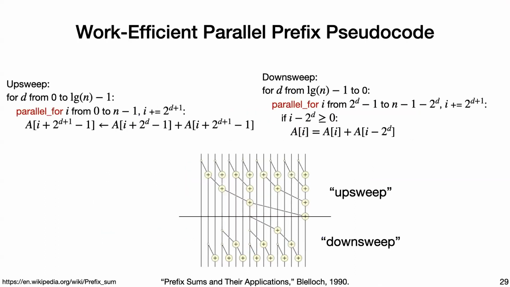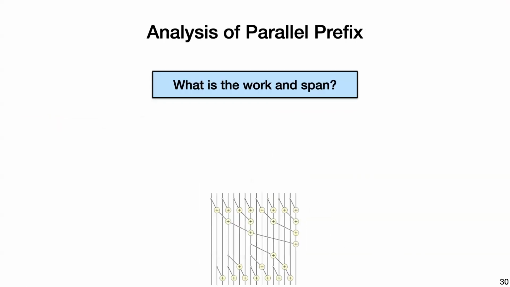Okay. And this is the pseudocode for up and down. And this is the picture of the circuit diagram. Okay, what is the work and the span?